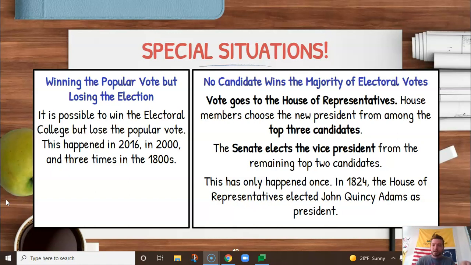But since the president and vice president run together, they're probably just going to pick the vice president who was running with the president, because that could create some issues. This has only happened one time, in 1824, when the House of Representatives elected John Quincy Adams as president. You don't really need to know that. I would definitely know the 12th Amendment, and I would know that one of the theoretical problems of the Electoral College is that you can win the popular vote but actually lose the election.